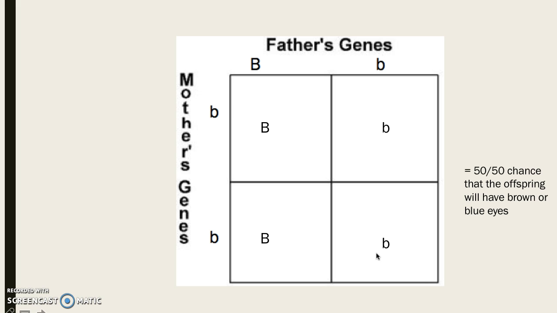So this is a little bit different. What do we do now? We can't actually 100% know what eye color we're going to have, but this offspring has a 50-50 chance of having brown eyes or blue eyes, because there's two capital B's and two lowercase b's. So there's a 50-50 chance.